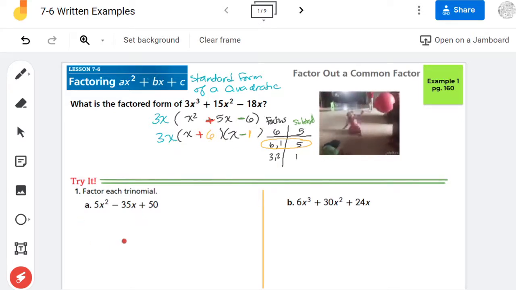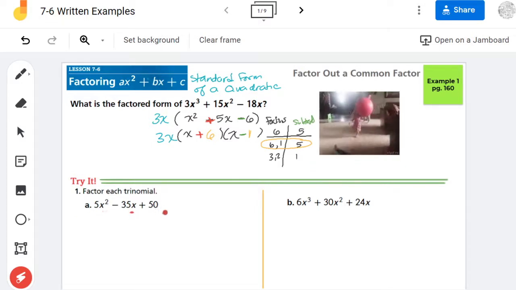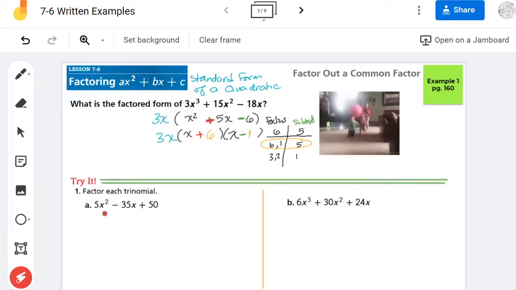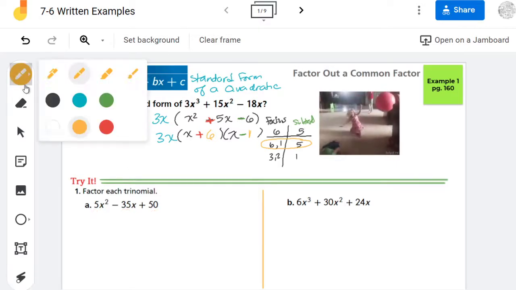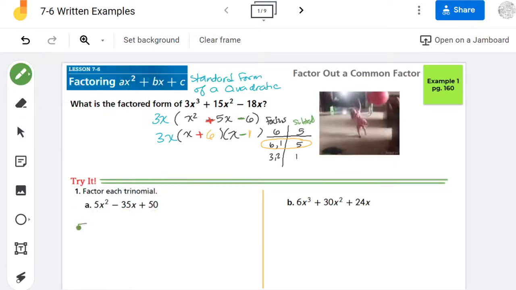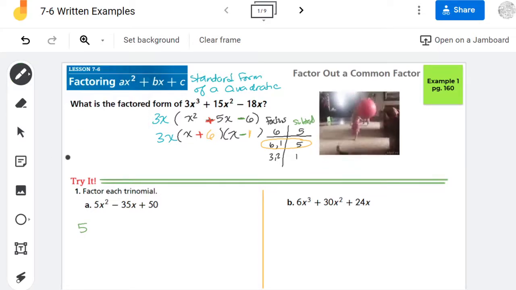All right, so now let's try it. For part A, I have x squared, x, and a constant term, so it's already in the standard form of a quadratic. But what I'm looking for now is a GCF that might be numerical. So 5, 35, and 50 are all divisible by 5, and I'm going to factor that out of this trinomial.